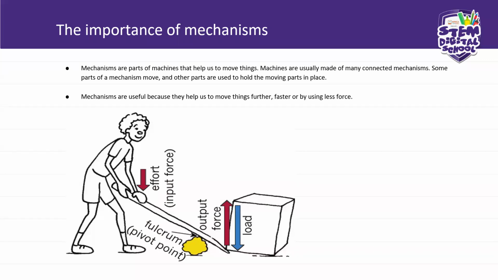Mechanisms are useful because they help us to move things further, faster, or by using less force. Just imagine if we didn't have cars. We would use other means of transport, those traditional means of transport, thanks to the people who invented the wheel and they invented engines. And here we are today. We can move things. We can do things easier by means of many other machines that we have in our technological world.